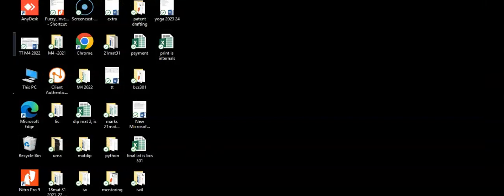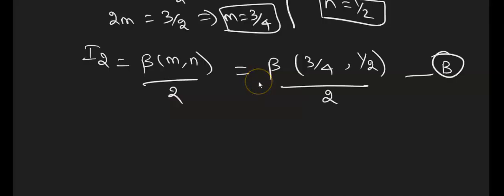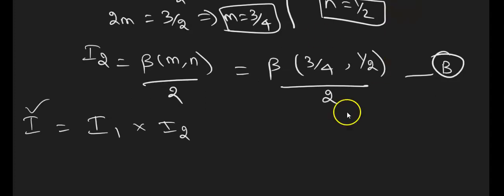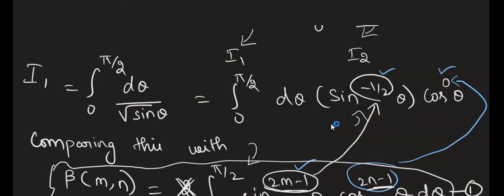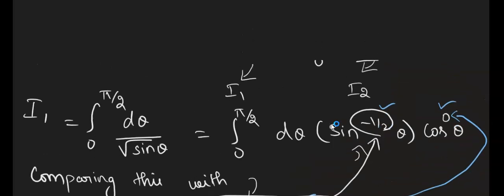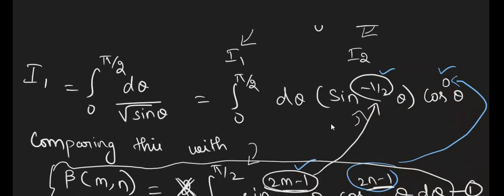Finally, as per the question, you have to multiply I1 and I2. So I'll write the question as I. If you see the question, your question is a combination of I1 and I2. I have written I1 and I2 here, and you have to multiply them.